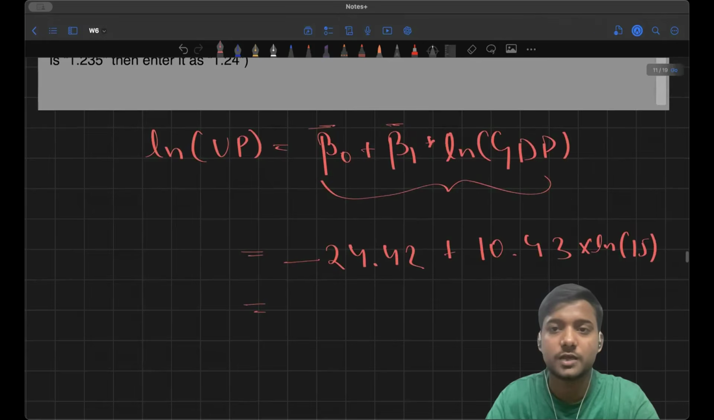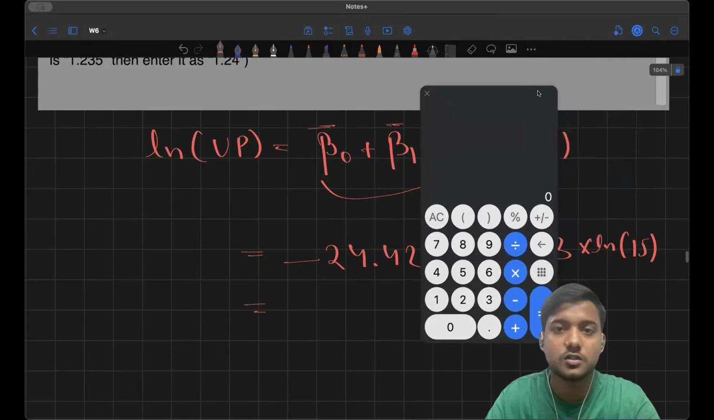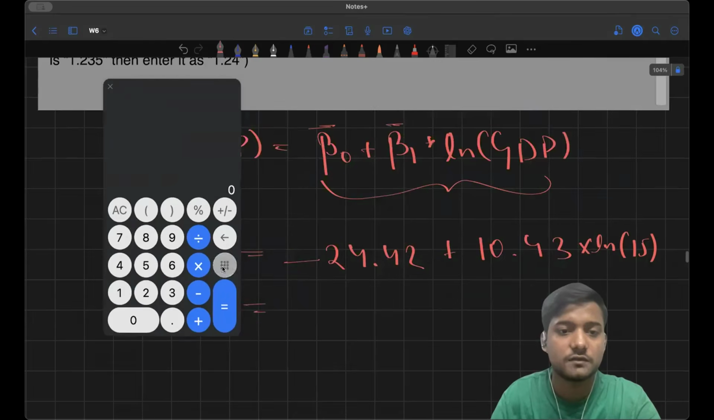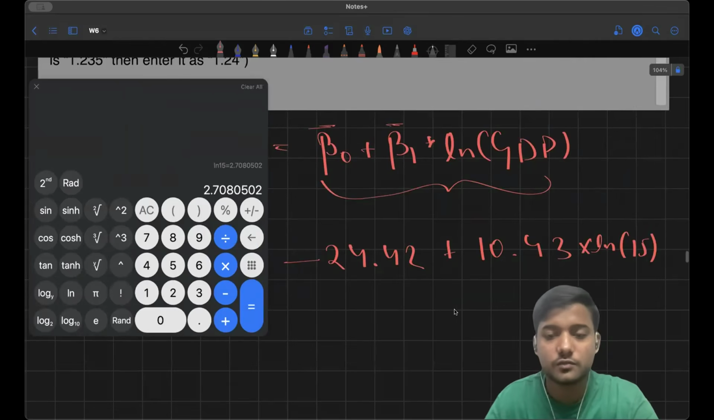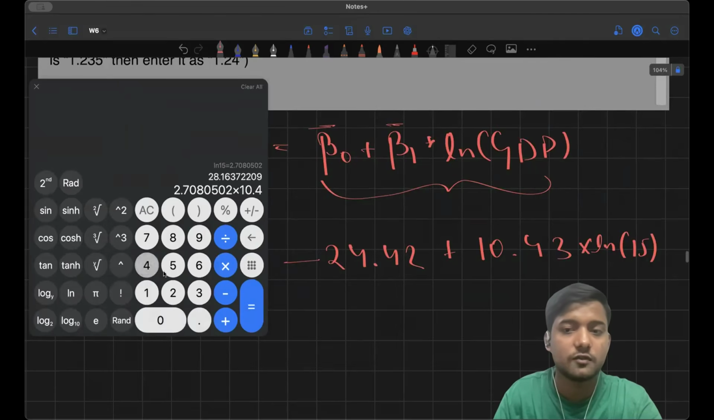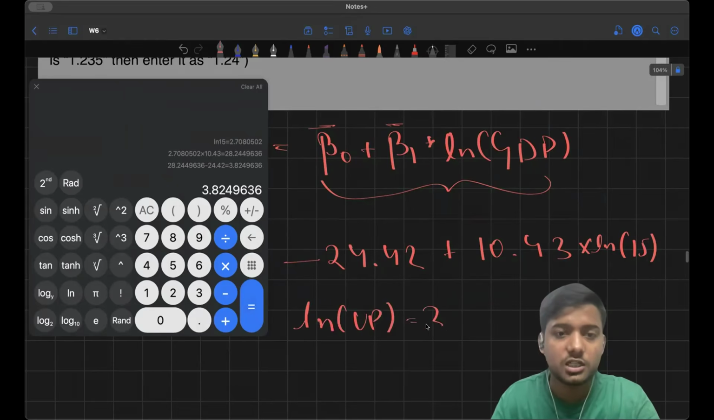So I'll come here and use the calculator. Remember, you will also have access to a calculator in your exam, so use that as well. We need ln. So where is ln? Natural log of 15. So natural log of 15 is going to be 2.70. So we will have 2.70 into 10.43. You can add more decimal places, that's not a problem. And then this minus 24.42. So this gives me ln of urban population as 3.82. Okay, this is what I get.